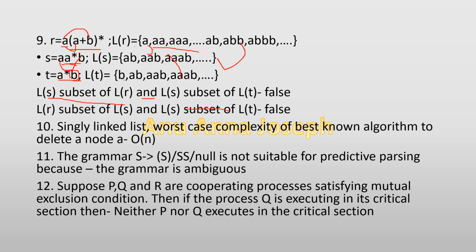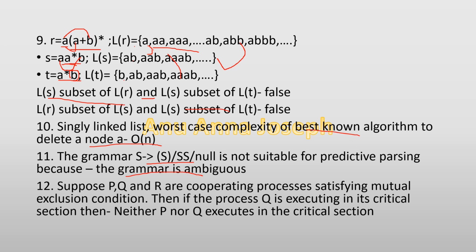Next statement is, in a singly linked list, worst case complexity of the best known algorithm to delete node A is order of n. Next is, a grammar is given. It is not suitable for predictive parsing. Why? Because the grammar is ambiguous. Other options were also there, like left recursive, right recursive, but first the grammar must be ambiguous to parse correctly.